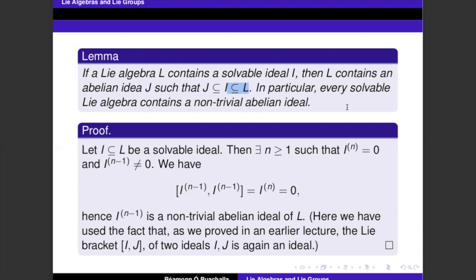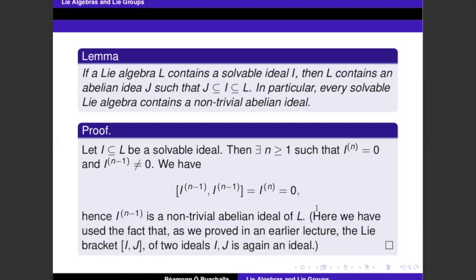And moreover, we have that the Lie bracket of this ideal with itself is equal to I^(n), which is equal to 0. Just remember that the definition of solvable is that this derived series eventually terminates. But what does this mean? Well, it means that I^(n-1), which is non-zero here by assumption, is a non-trivial abelian ideal of L.